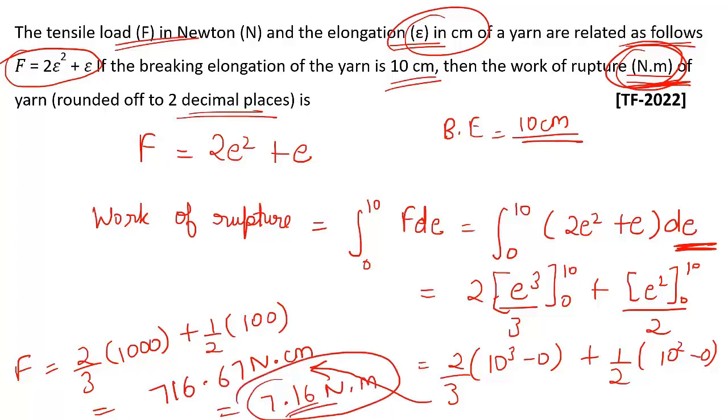Since it is asked in two decimal places, the correct answer is 7.16. I think you must have understood how the work of rupture is calculated. It is basically the area under the curve, and given the elongation, we can integrate easily using simple mathematics and simple calculation. So I think you have understood the concept. Now coming to the next question.